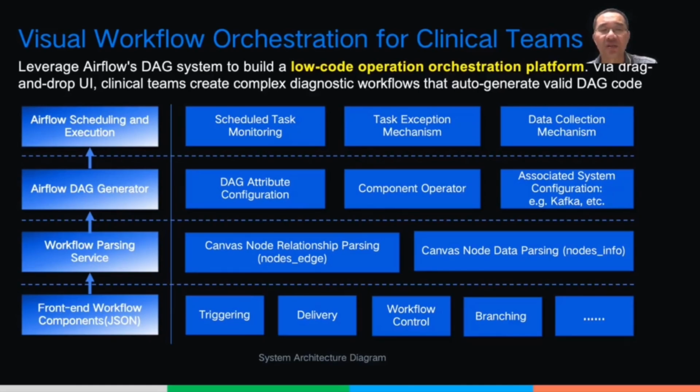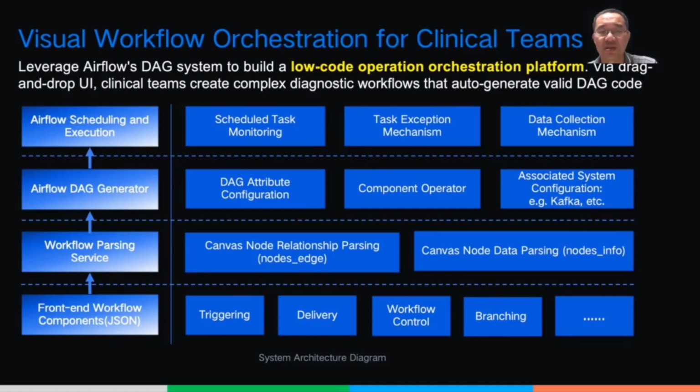The architecture can be broken down into 4 well-known layers. I will walk you through this from the bottom up. First, the visual front end. This is a drag and drop canvas where users build their workflows. It provides all the building blocks: triggers, deliveries, workflow controls, and branches, etc.